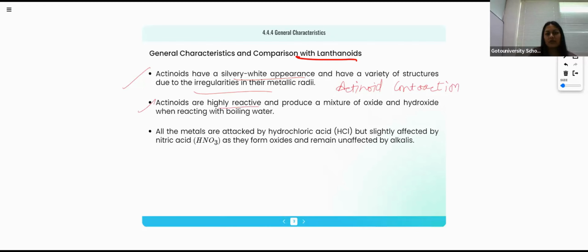Why? Because after atomic number 92, all the actinoids are also radioactive in nature. So they are highly reactive and produce a mixture of oxide and hydroxide when reacting with boiling water. All the metals are attacked by HCl but slightly affected by nitric acid. This is about the reactivity.